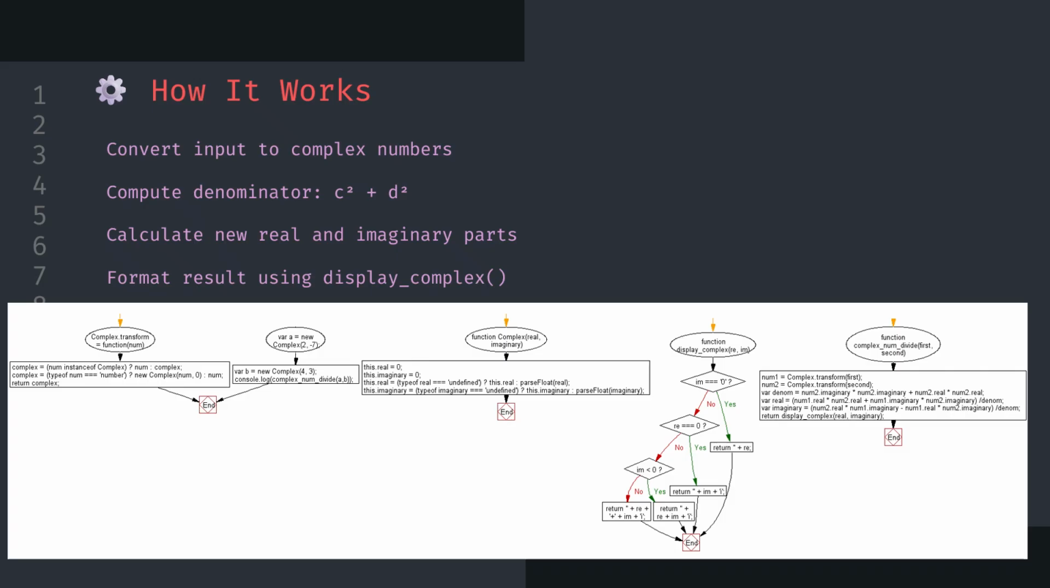Here's the process laid out step by step. First, we convert both inputs to complex number objects. Then, we calculate the denominator. This prevents the result from remaining in a fractional imaginary form. We then plug the values into our formula and return the final result using a string representation.